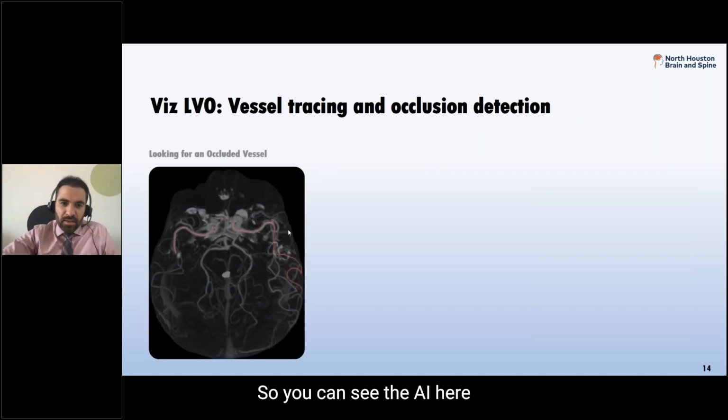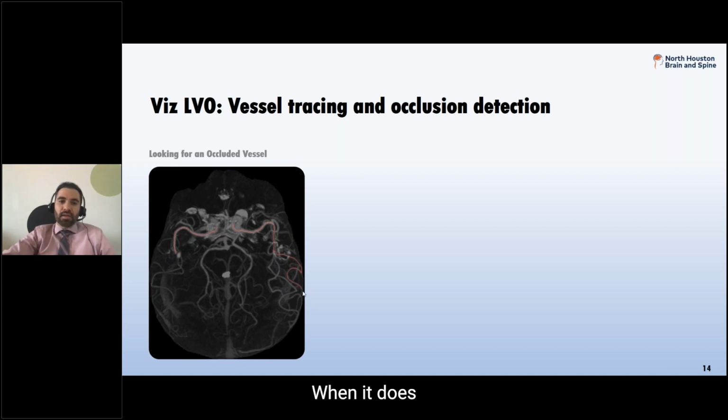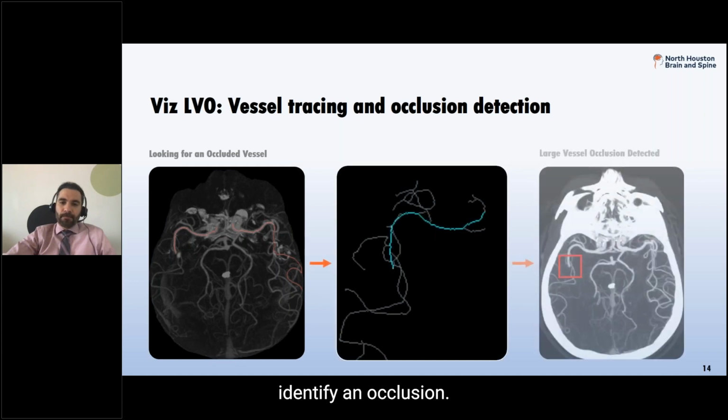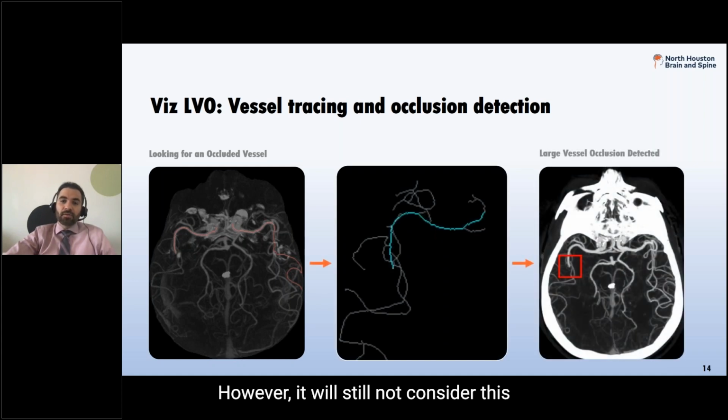Then it will perform what's called the vessel tracing. So you can see the AI here will trace the vessel until it ends here. So it reaches a dead end. When it does the same on the right side, it will identify an occlusion. However, it will still not consider this a positive ELVO study.